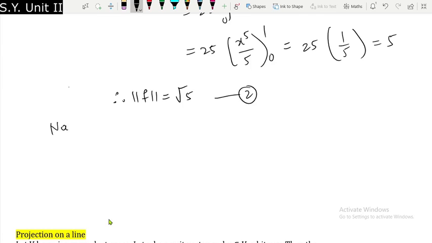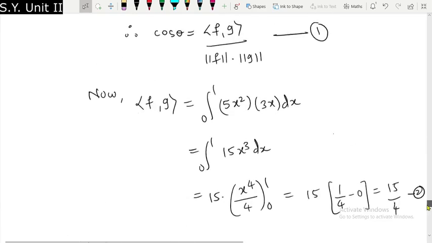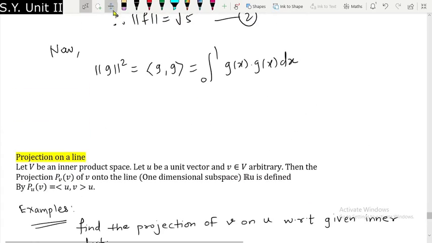Now again I am going to consider the inner product, norm of g square actually. So norm of g square is equal to the inner product of g with g, which will be integral 0 to 1 g of x with g of x dx. Now let us see what our value of g of x is, and my value of g of x I guess is 3x. So that can be used over here.